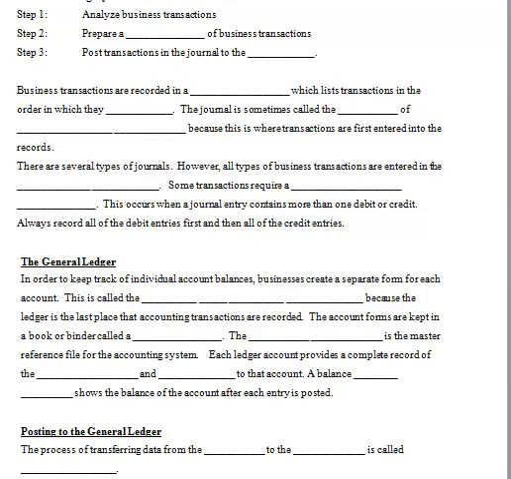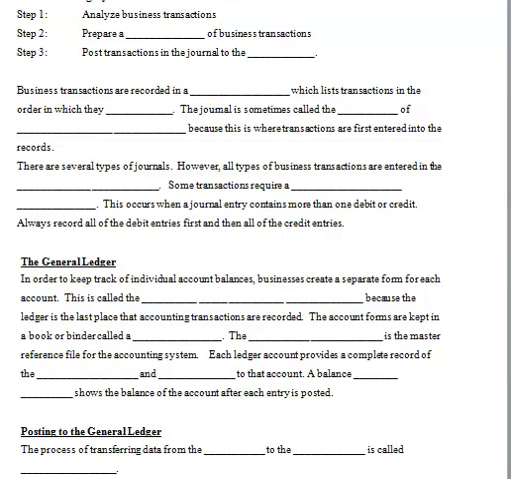Business transactions are recorded first in a journal, which lists transactions in the order in which they occur. The journal is sometimes called the record of original entry because this is where transactions are first entered into the records. There are several types of journals, however, all types of business transactions are entered in the general journal. And that's what we're going to be working with today.